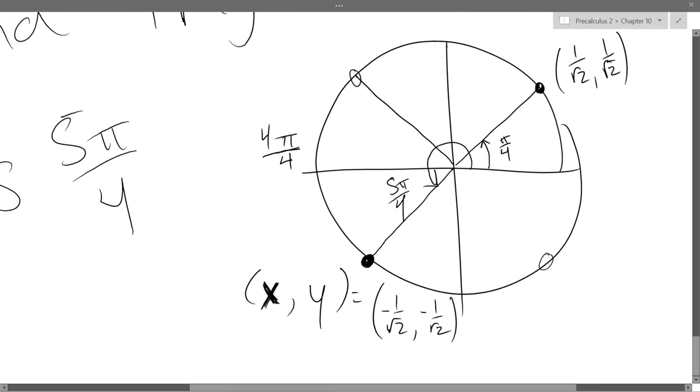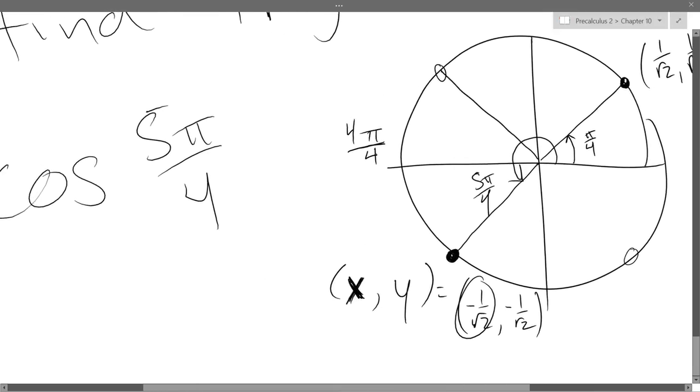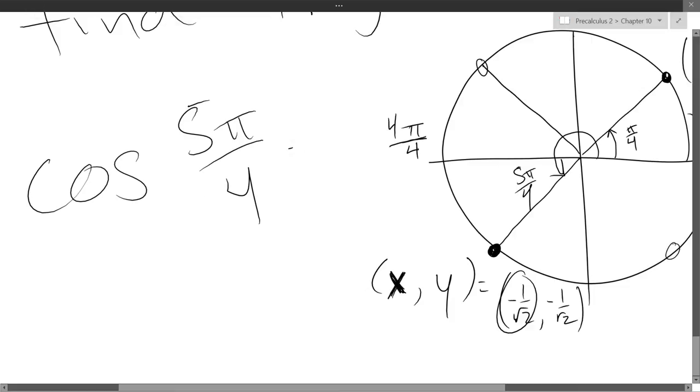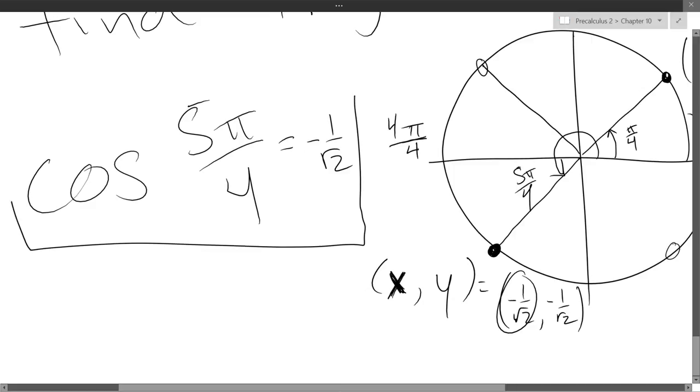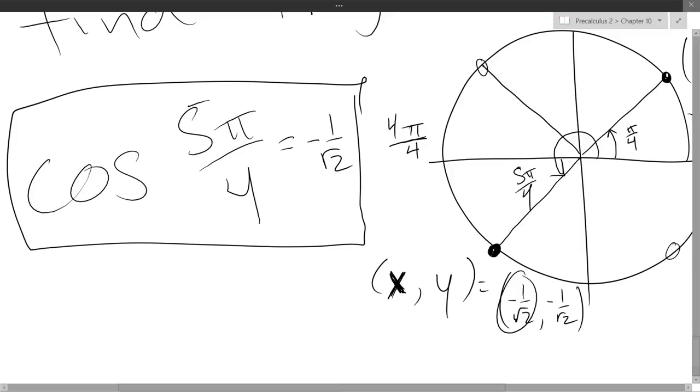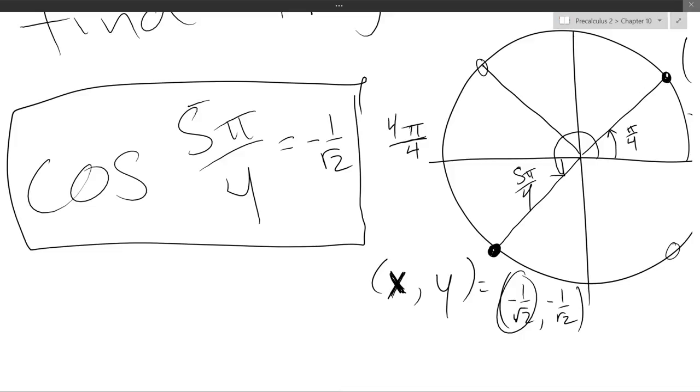That came from thinking about the corresponding point in quadrant 1, and then moving that point to quadrant 3 very carefully, making x and y negative. I specifically want the x value right there. So cos 5 pi over 4 is negative 1 over square root 2. And that is our final answer, negative 1 over square root 2. Probably could have written cosine a little smaller.